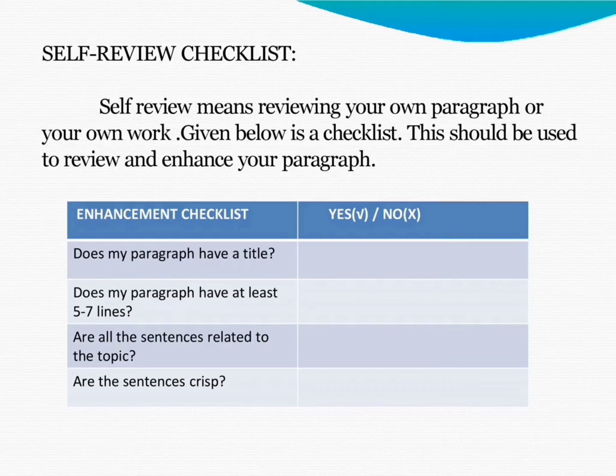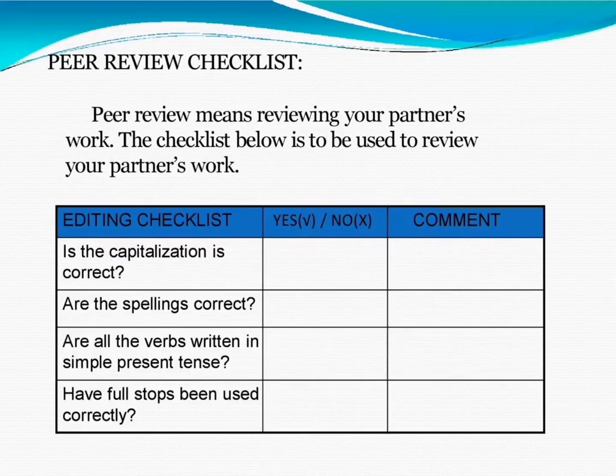So the next one is the peer review checklist. Peer review means reviewing your partner's work, that is, reviewing others' work or paragraph. Reviewing our own work is known as self review, and reviewing your partner's work is known as peer review. The checklist below is to be used to review your partner's work.